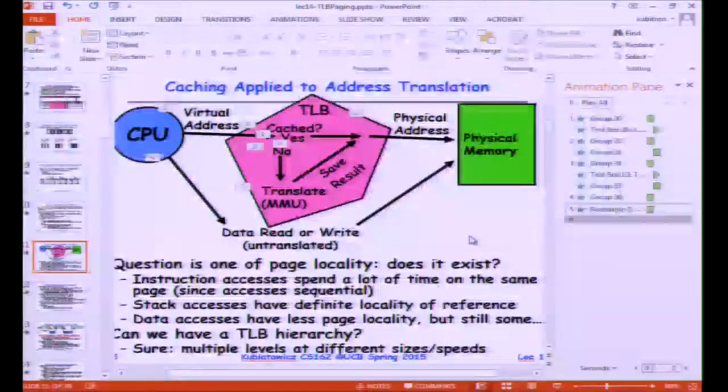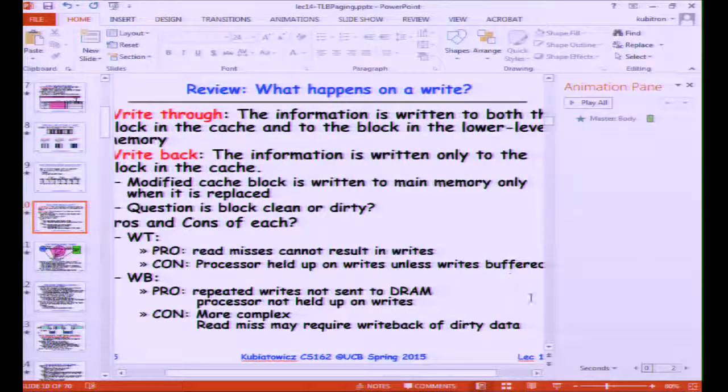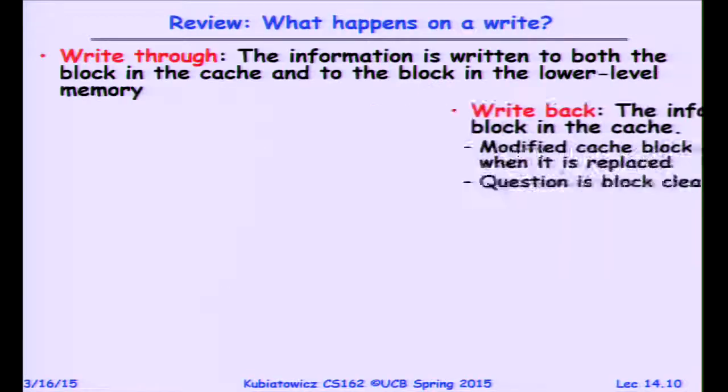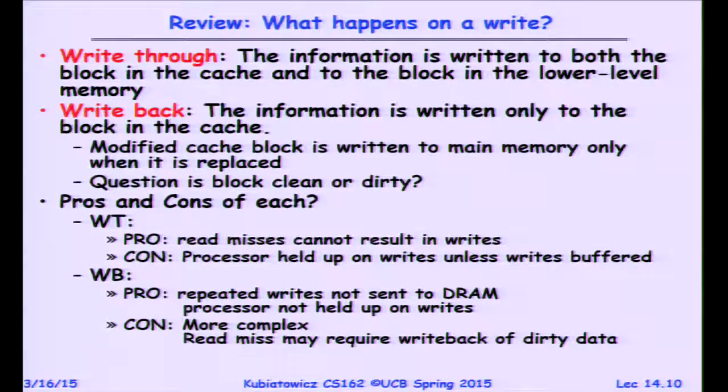Okay, so let's look now at what the pros and cons are here. The pro of write through is that read misses can just throw things out without losing data. The con is that the processor's held up if the lower level's slower. Okay, write back. The pros are that repeated writes don't actually go to the DRAM. So if you overwrite the stack a bunch of times, you don't actually have to ever update the lower level DRAM. That seems like a good thing. The cons are it's much more complicated. You've got to make sure that a read miss doesn't throw out data that needs to be written back.